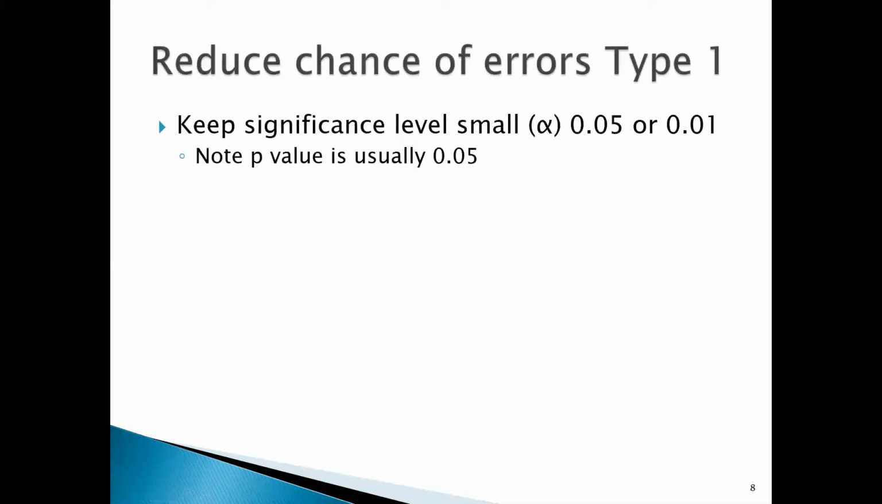Okay, how do you reduce the chance of a type 1 error? So what you want to do is keep your significance level small. So the significance level should be very small, which is 0.05, which is usually what our P levels are when we're doing a study. Or 0.01, that's less frequently used as a significance level.